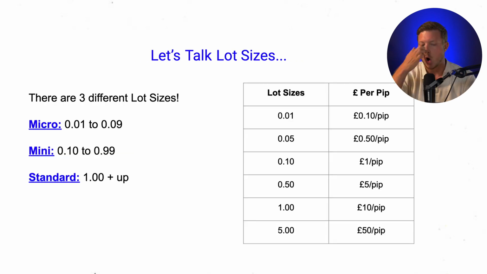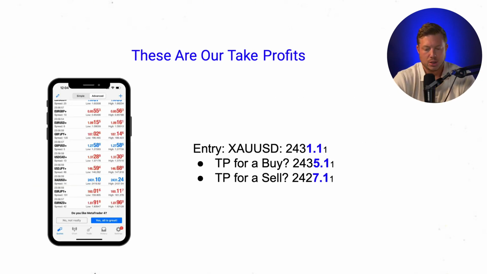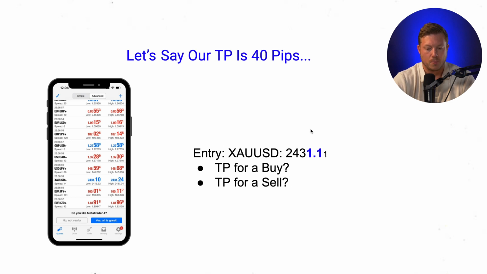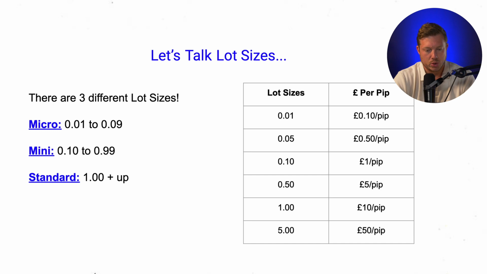So in this, all we're going to have to understand is the lot sizes and how the pips work. So again, if we wanted 20 pips up, it'd go from 1.1 to 3.1. If we were going to go the opposite way and take 10 pips off, it would go to 2430.1. Does that make sense? Hopefully, yes. Any questions, you can always comment below here, and I'll make sure I create more videos based on this.